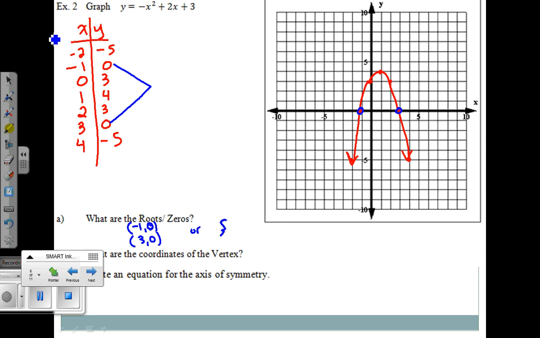Or we could just say that the zeros are those x values, negative 1 and 3. And the coordinate of the vertex is that point in the middle. We can also see it from the table. If we single everything out, we're left with that by itself. That's the vertex.